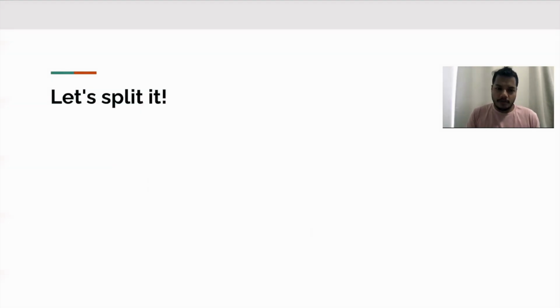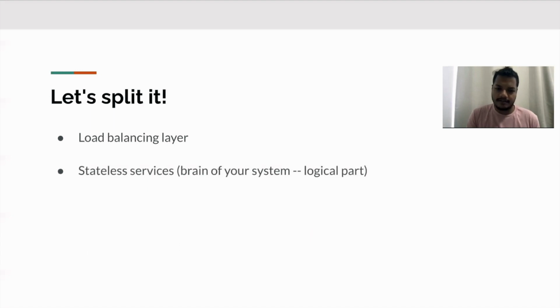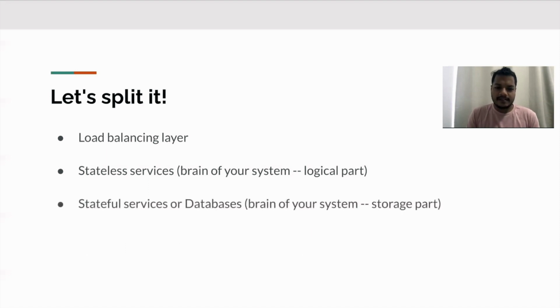Since this is a broad topic, let's split it again. The first layer in a high-level overview or a high-level design of the system is the load balancing layer. Then come the stateless services, which are the brain of your system, the logical part of the brain of your system. Then there are the stateful services, or the databases. That is, again, the brain of your system, but it is the storage part. We'll talk about each of these in the following slides.